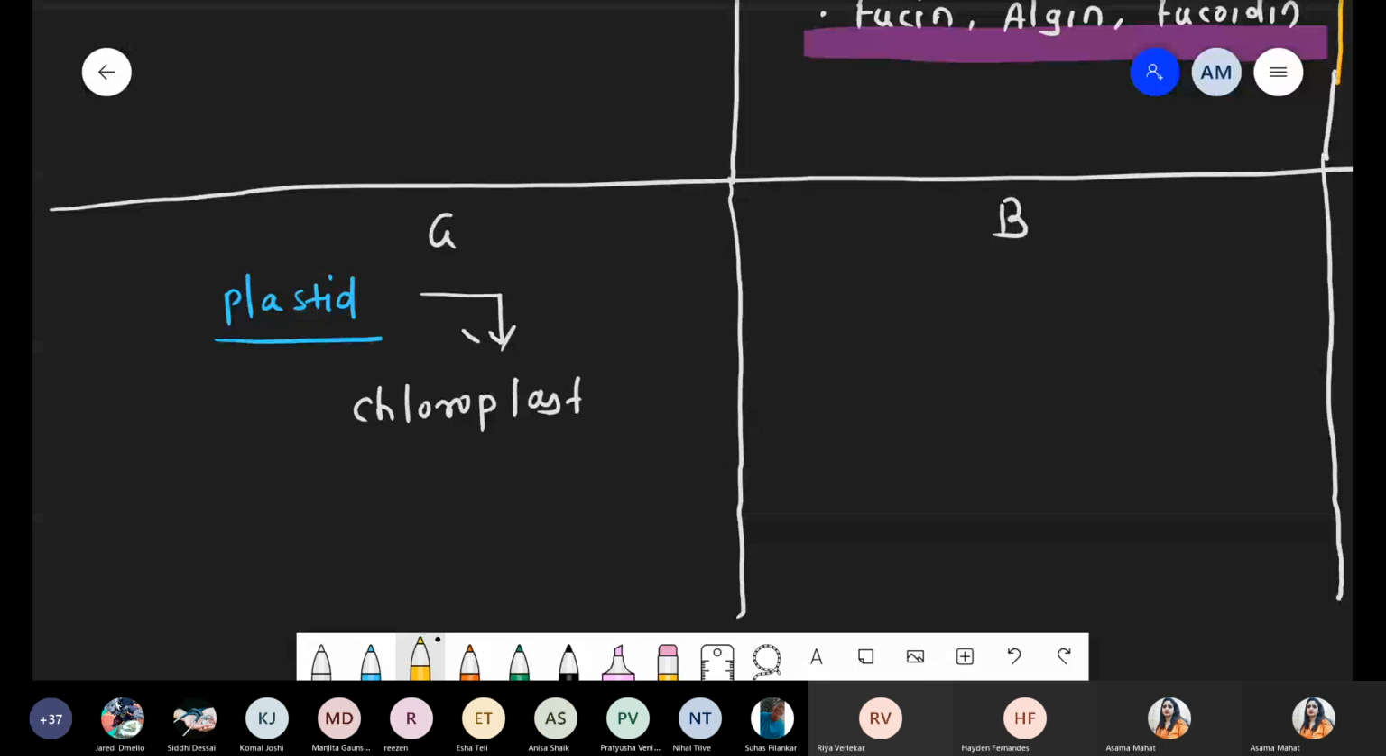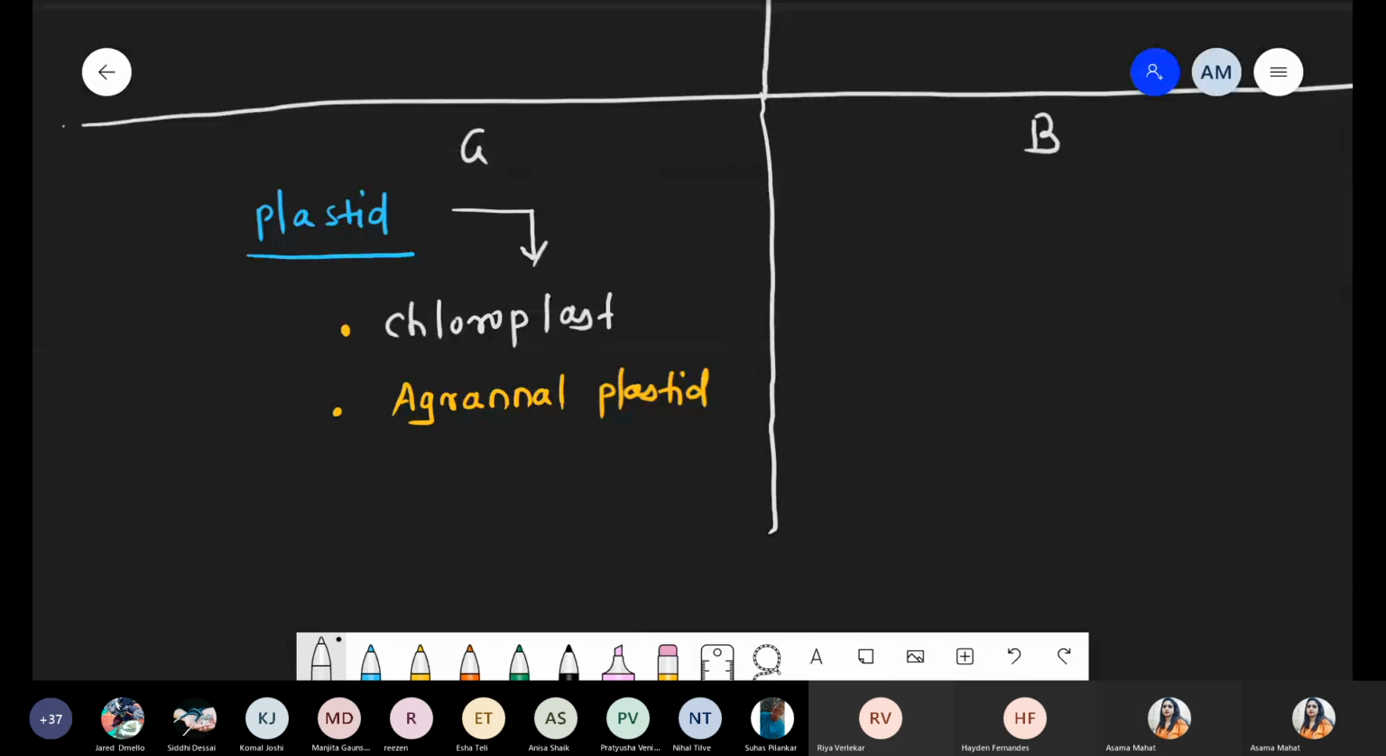And these chloroplasts are basically agranulated plastids. The first point, the plastid is called the chloroplast, and the second point, these are agranule plastids. So what is the meaning of agranule? Have you heard about the grana? Grana, stroma, grana, which is present in the chloroplast structure.